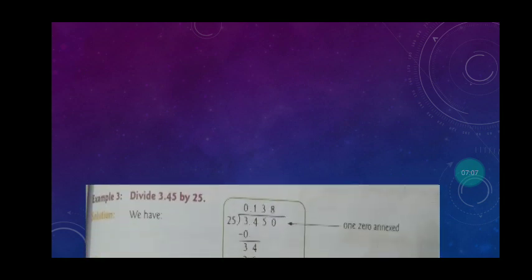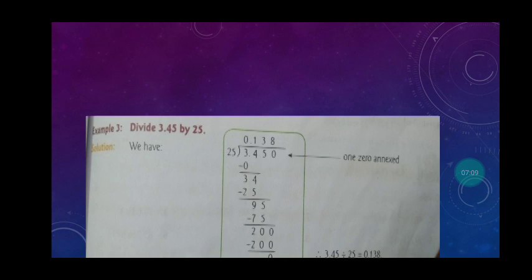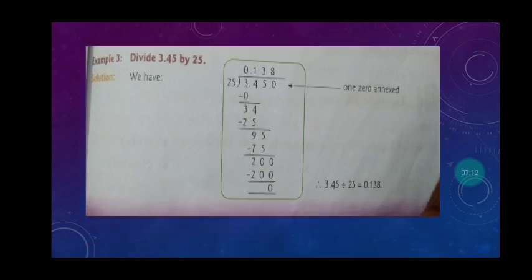Now you can see here, we can also see this dividing number 25 3.44, and you will get your answer.